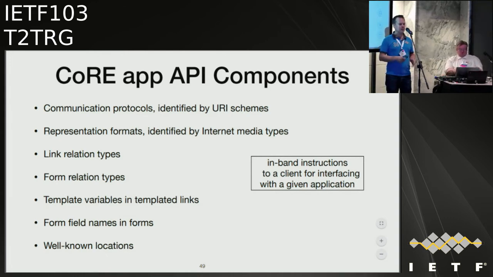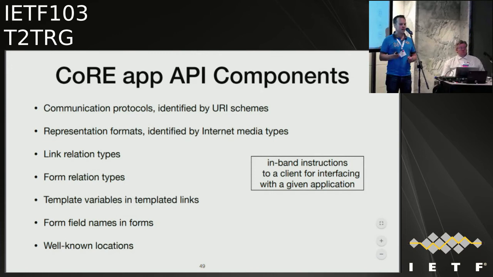Finally, you have templated links, so you may have links where you put in information based on variables during runtime, and you can have templates for that. In a similar fashion, you can have form field names. And finally, it is an optional feature to have well-known locations. For example, if you need an API entry point for how to discover your application and how to interact with it, a well-known location can be very useful. But all in all, these are just instructions on how the client can interface with a given application. Taking this information, the client should be able to interact with the hypermedia controls that your application is providing.